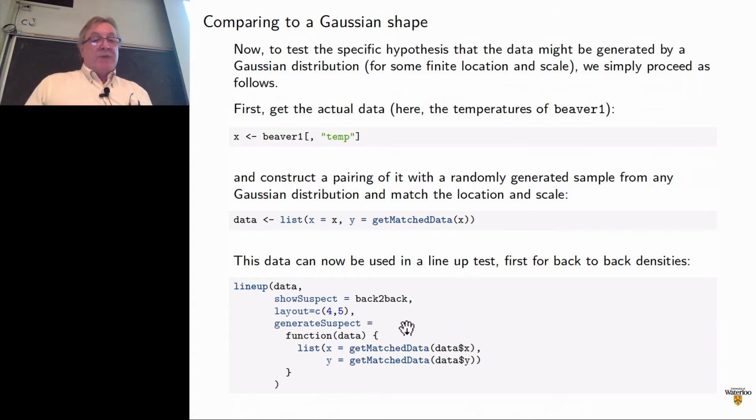So again, we can use back-to-back densities here. And what happens when we generate a suspect, we're just going to get matched data on whatever the X and Y is that comes into it. Okay? So I'm going to generate it from a normal distribution. That's the default. But it could be any distribution if you provided it. Everybody understand that? So it's a small modification. I'm just giving it a different function for generating the suspect. Everybody with me? Okay.